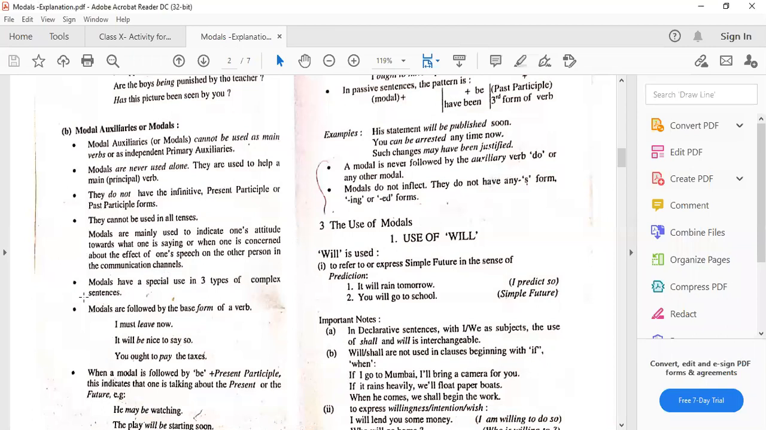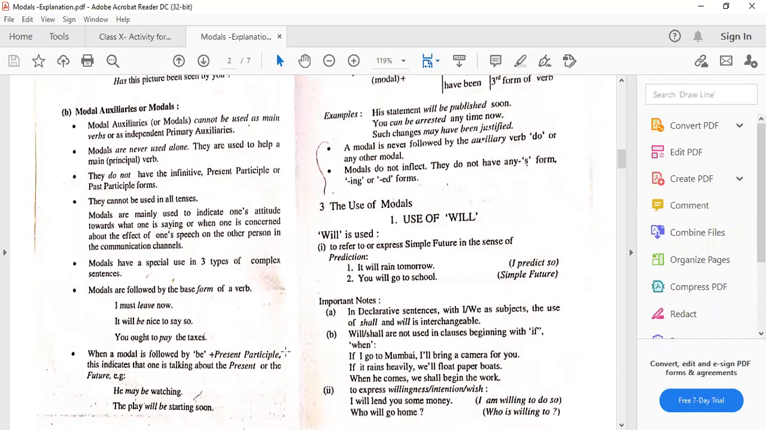Then modals are followed by the base form of a verb. Whenever we use a modal verb, it will always be followed by the base form. That means the first form of the verb. I must leave now. It will be nice to say. Be is used here as main verb. Ought to, you ought to pay the taxes. Ought to is the modal verb. Pay is the first form of the verb.